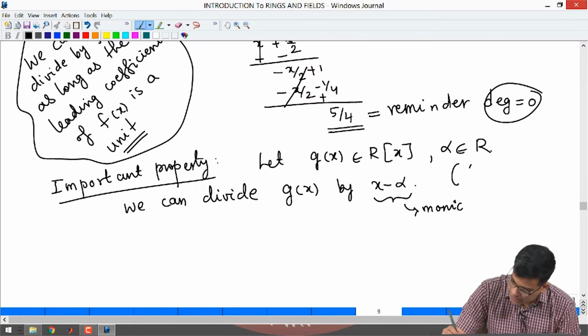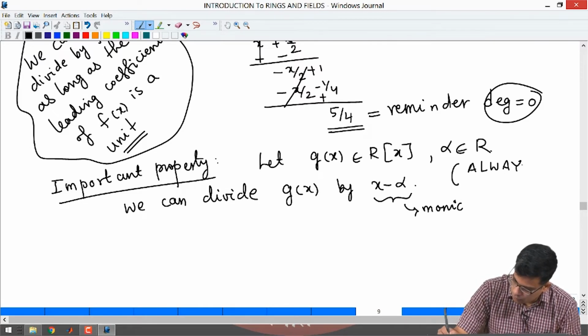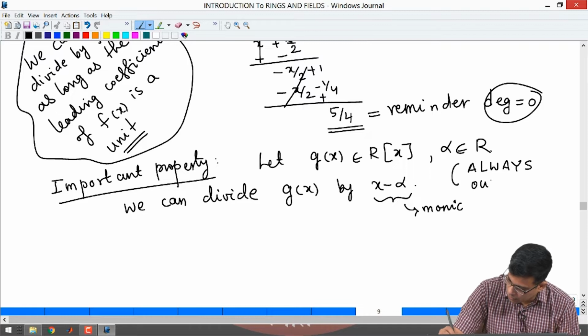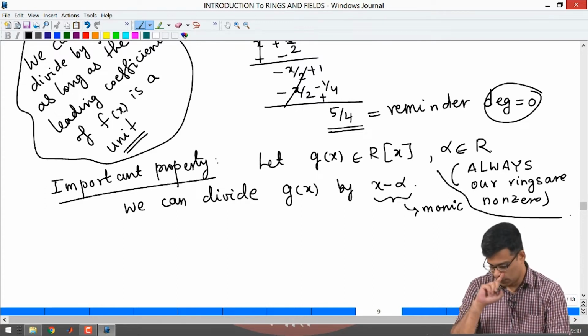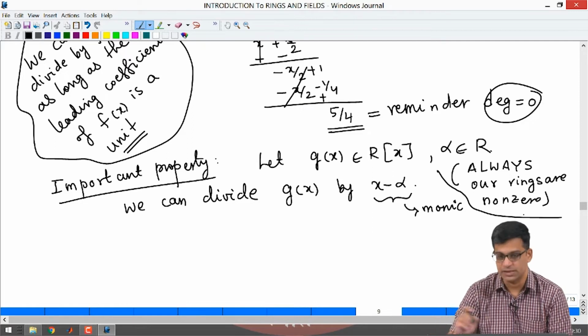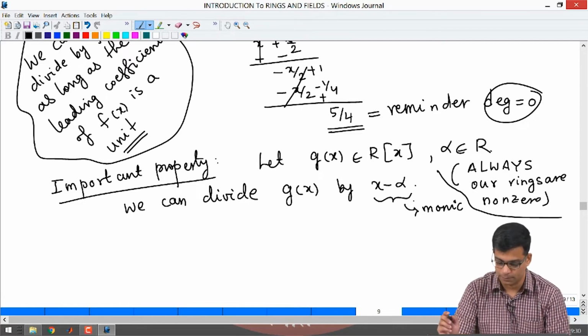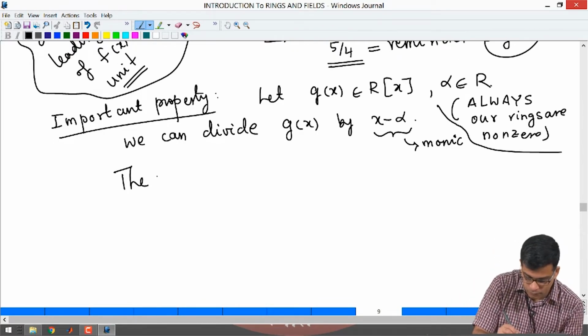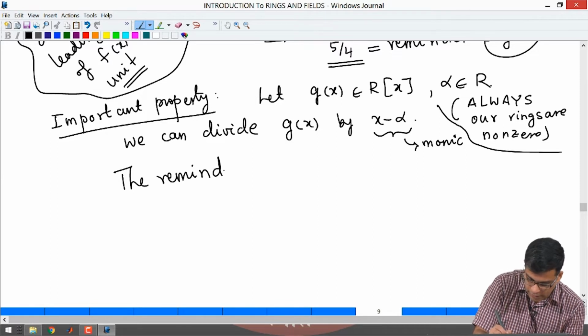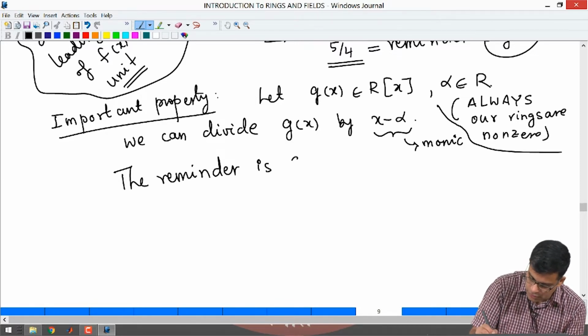I will always assume, remember, that our rings are non-zero. So, 1 is different from 0 in that ring. So, this is a monic polynomial. So, we can divide g(x) by x minus alpha, and then the remainder, I claim, is simply g(alpha).